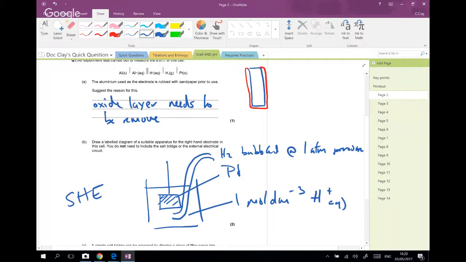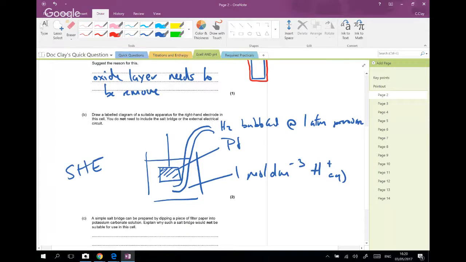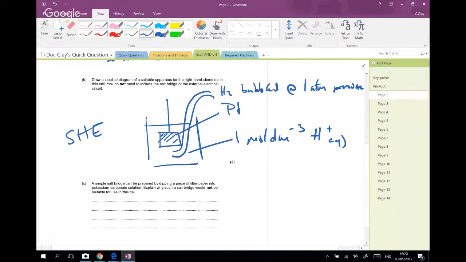That is called the standard hydrogen electrode, or SHE for short. A simple salt bridge can be prepared by dipping a piece of filter paper into a potassium carbonate solution. Explain why such a salt bridge would not be suitable for use in this reaction. That really is talking about electrode potentials and reactions. But you've got a carbonate solution and you're talking about an acid, so there's going to be a reaction between a carbonate and the acid. So just be aware of practical issues like acid-base reactions occurring in a cell reaction. Sorry, that should say reaction between the carbonate and the acid that we've got in our sample.